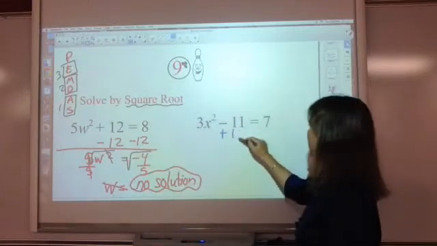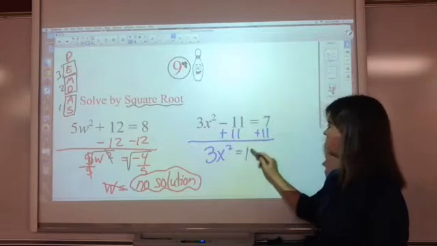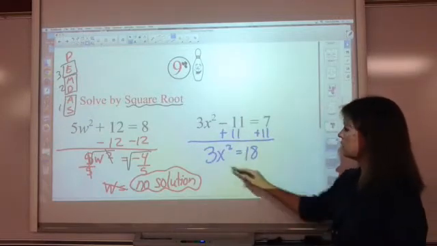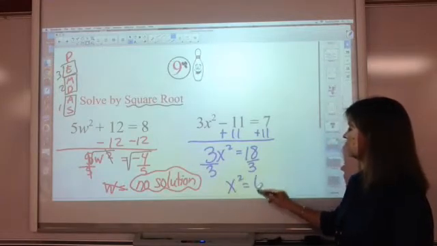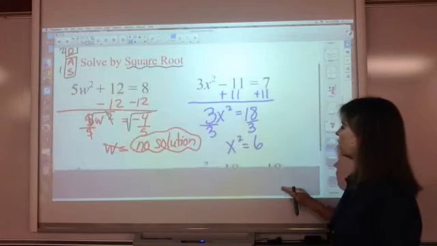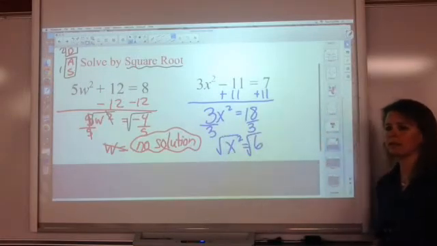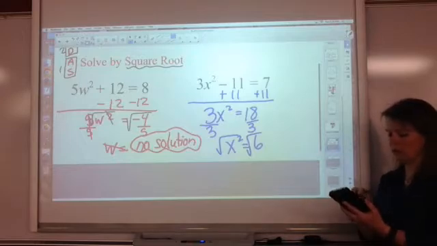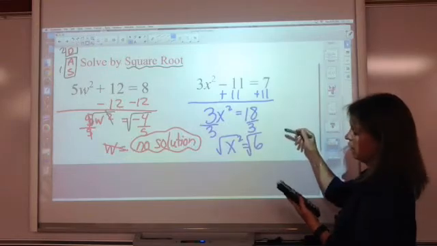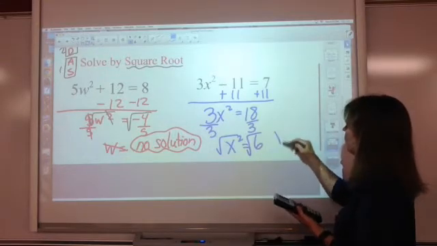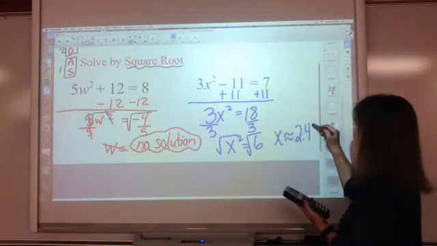Over here, we're going to add 11 to both sides. 3x squared equals 18. Adding and subtracting first. Division comes next. X squared equals 6. Square root comes next. The square root of 6. Use a calculator for that one. Rounded to the nearest tenth, or hundredth, 2.449, which means x is approximately 2.449 or 2.45.